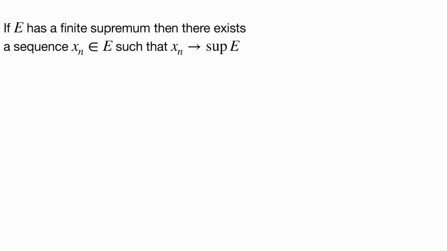Okay, let's come to another theorem which combines some of the things we talked about on Thursday and some of the things that we thought about with sequences. And that is, if E is a set that has a finite supremum, then there exists a sequence in E such that x_n approaches the sup of E.